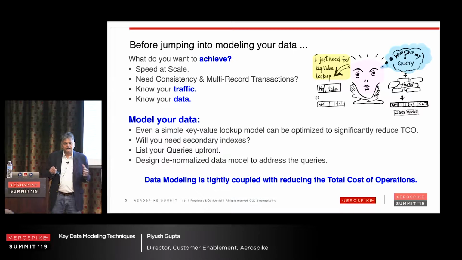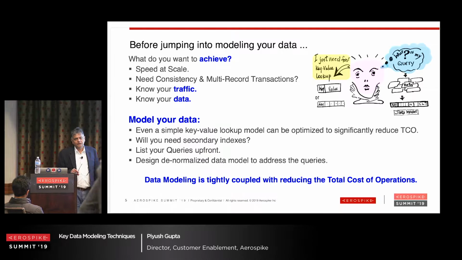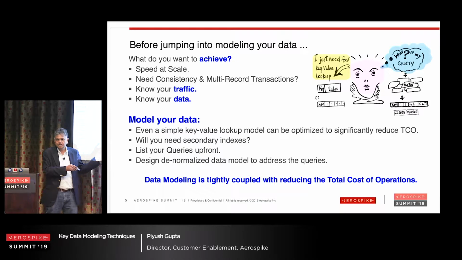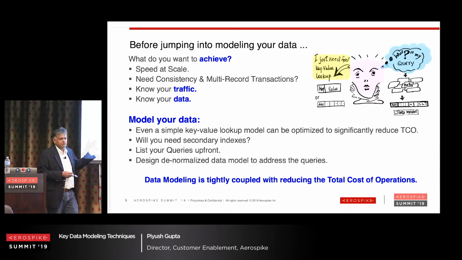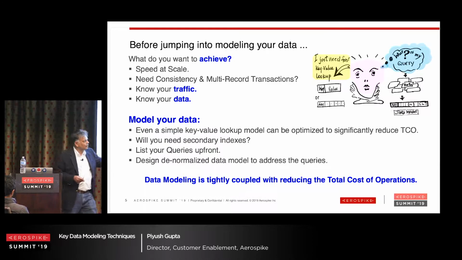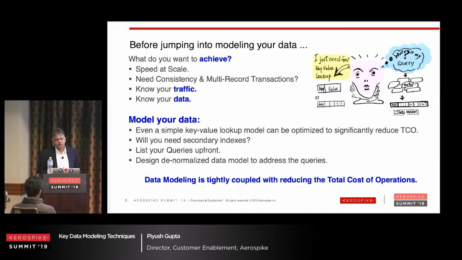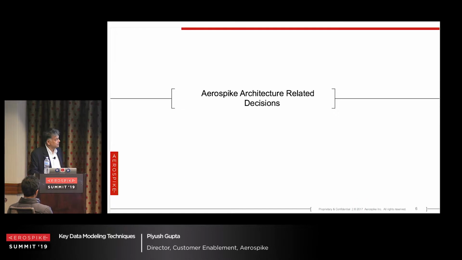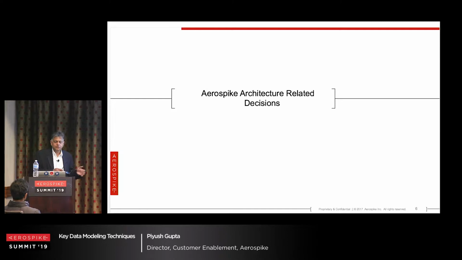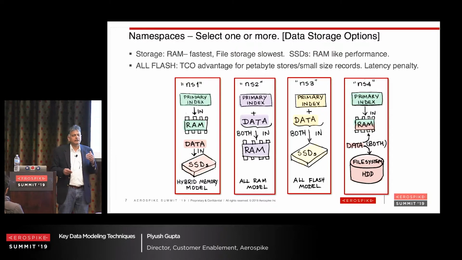But in the final analysis, really data modeling is tightly coupled with your total cost of operations. That's why most of our customers start with data modeling. When they decide to use Aerospike, the first thing is they engage with Tim and his team, and we go through the data model. And really, it is all about cost, because there are many ways to skin a cat, and the right way will get you the lowest cost. So with that said, let's look at some of the decisions you take about modeling specific to Aerospike based on the Aerospike architecture. The first thing you're going to decide is what namespace you're going to use.